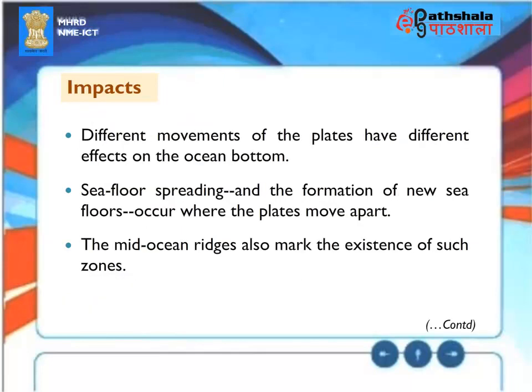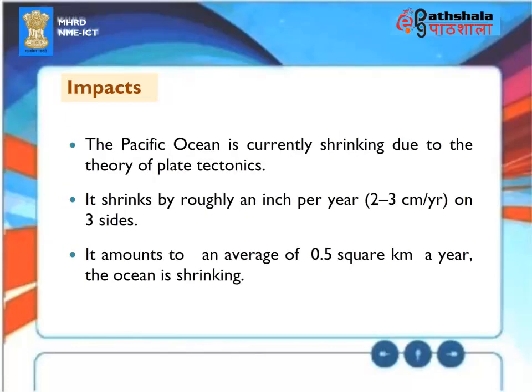Impacts. Different movements of the plates have different effects on the ocean bottom. Seafloor spreading and the formation of new seafloors occur where the plates move apart. The mid-ocean ridges also mark the existence of such zones. The Pacific Ocean is currently shrinking due to plate tectonics. It shrinks by roughly an inch per year, 2 to 3 centimeters per year on 3 sides. It amounts to an average of 0.5 square kilometers a year. The ocean is shrinking.